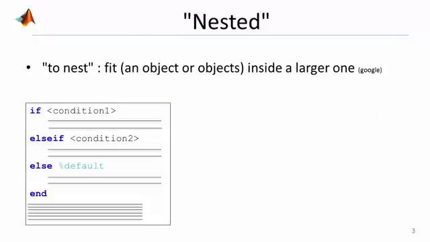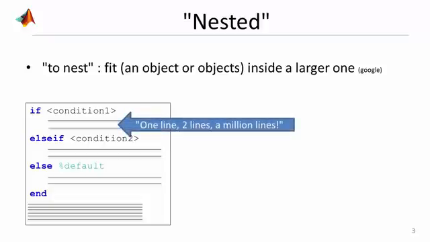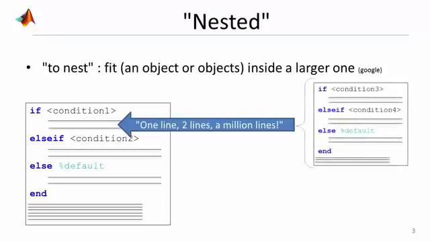If you remember, when I introduced if statements, I was talking about the keywords if, else, and end. When I introduced it, I said we could have 1 line, 2 lines, or 1,000,000 lines. Well, we could very well have another brand new if statement. And that is called nesting, to fit an object inside a larger one. So this little if statement on the right here fits within the if, else if part of the first one.